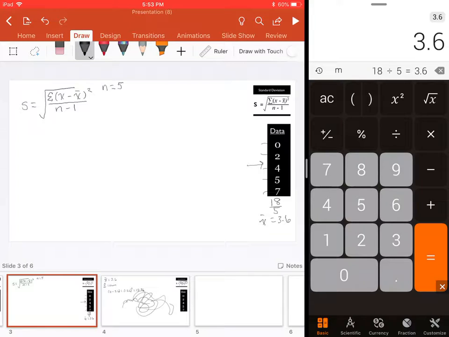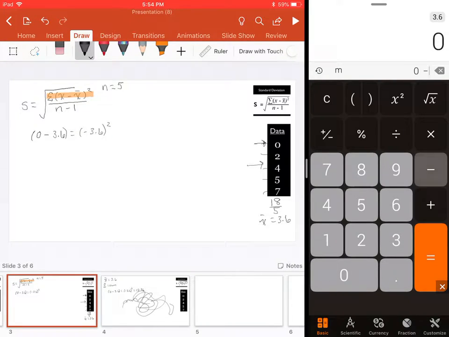All right, so we're going to start getting this part of the equation set up. This is the one that takes the most work. So I'm going to start with my first one. My first x is going to be the first number from the data set, which is 0. So 0 minus the average, which is 3.6, is a negative 3.6, and we need to square that.